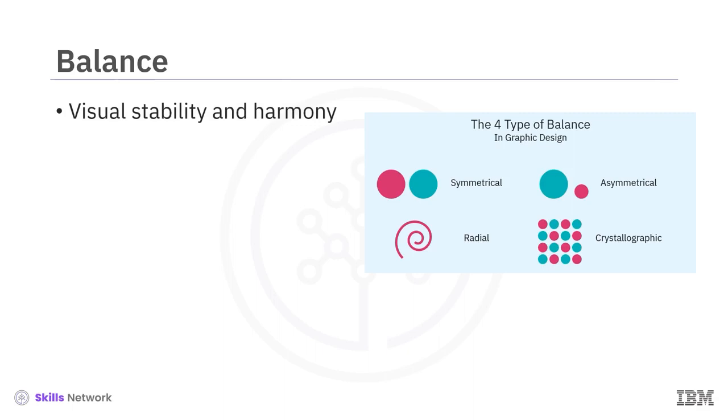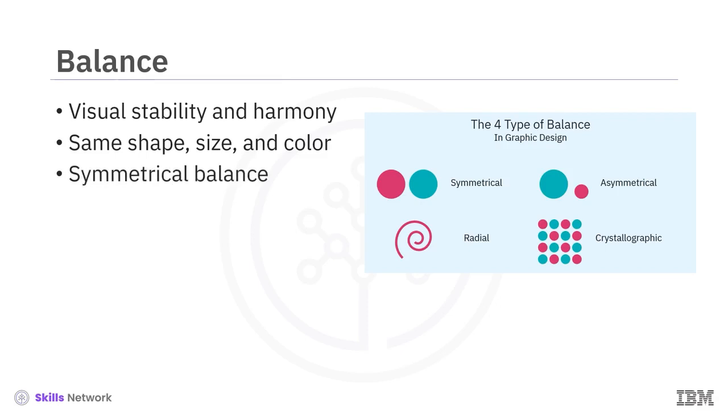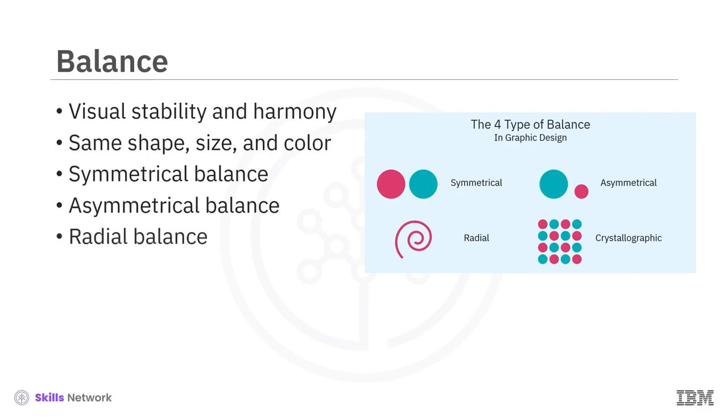Balance in a design ensures visual stability and harmony. Balanced objects in a design have the same shape, size, and color. Balance in a visual design can be achieved through symmetrical, asymmetrical, or radial approaches. Symmetrical balance evenly distributes elements, while asymmetrical balance uses contrasting elements for a dynamic composition. Radial balance arranges elements around a central focal point, creating movement and drawing attention.